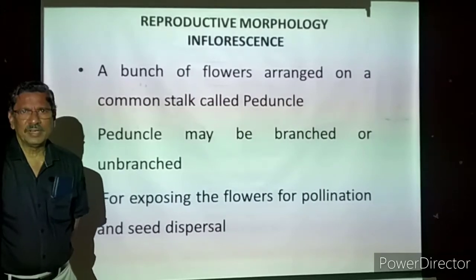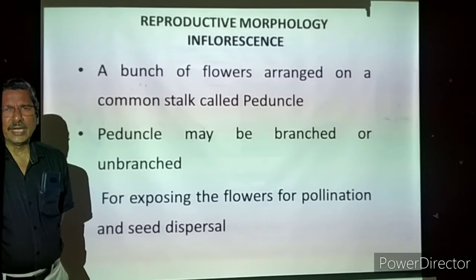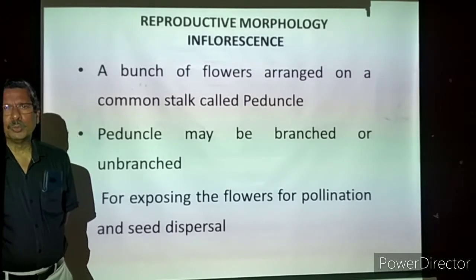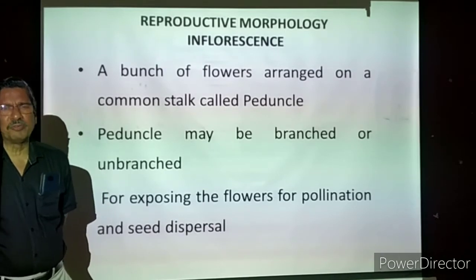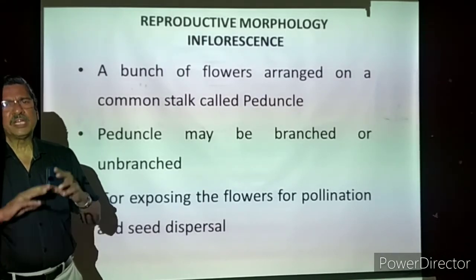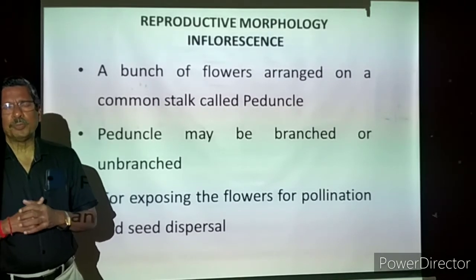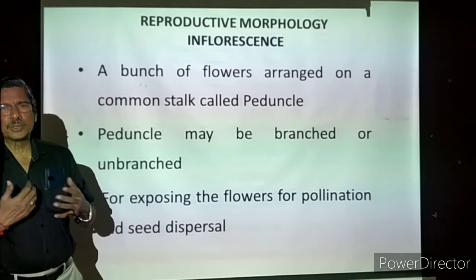Dear students of standard 11, today we are going to start another new topic in bio-botany. In the previous class we studied vegetative morphology. Vegetative morphology of plants means the study of the vegetative parts of a plant. Which are the vegetative parts? Root system and shoot system.